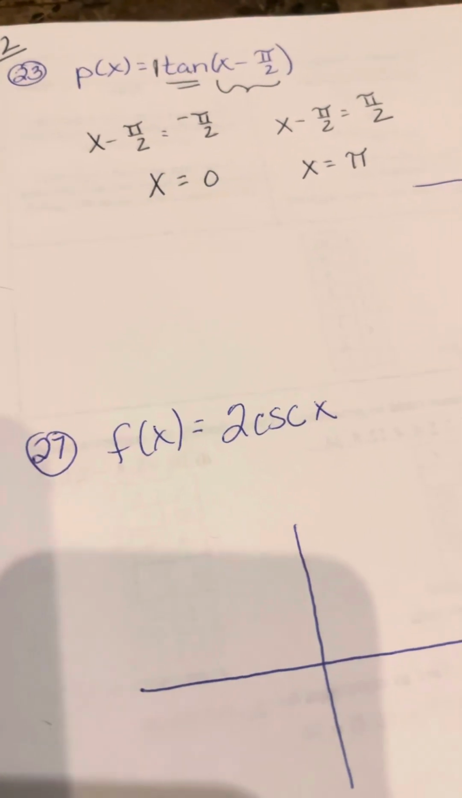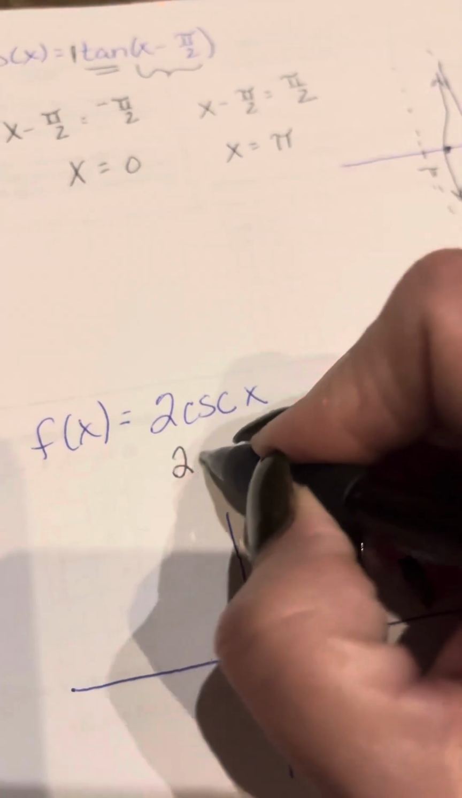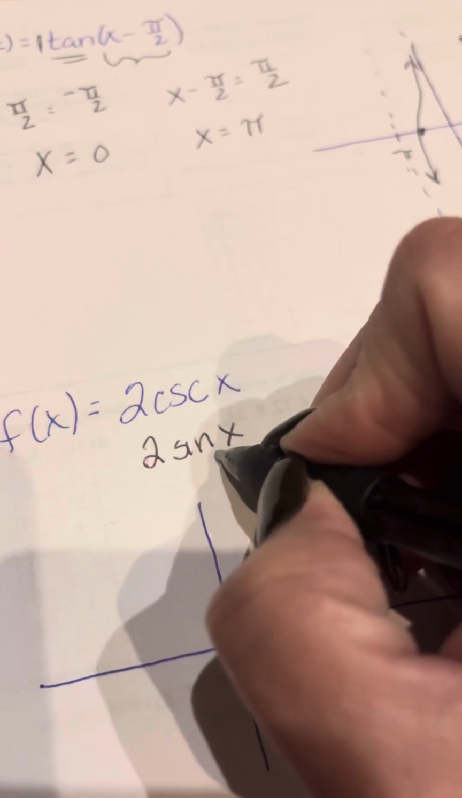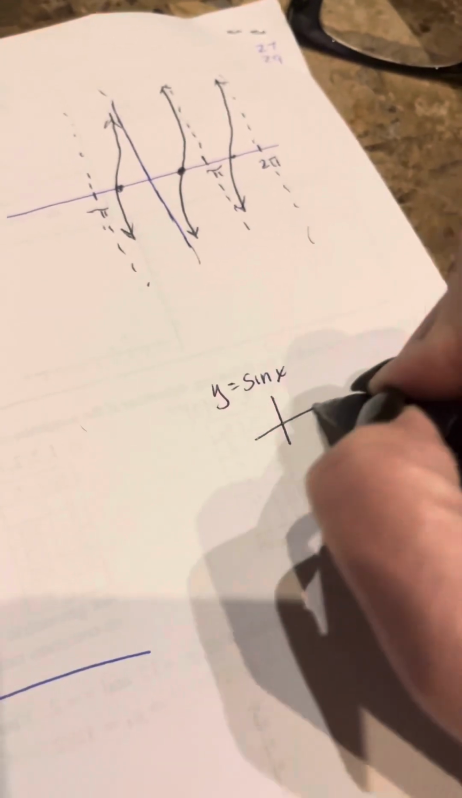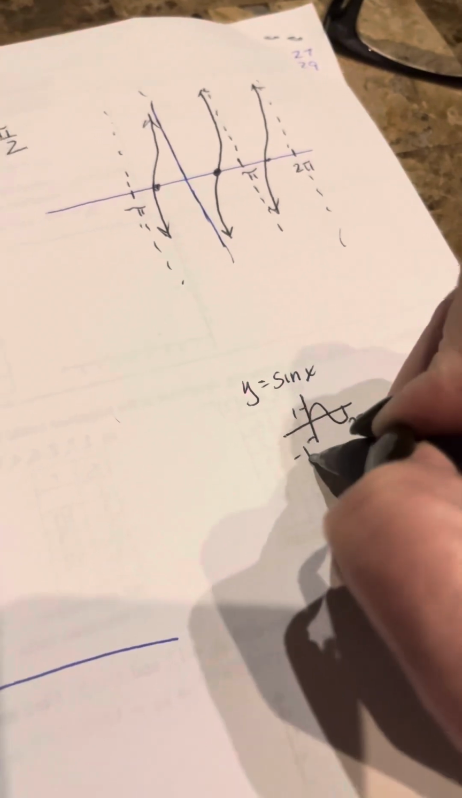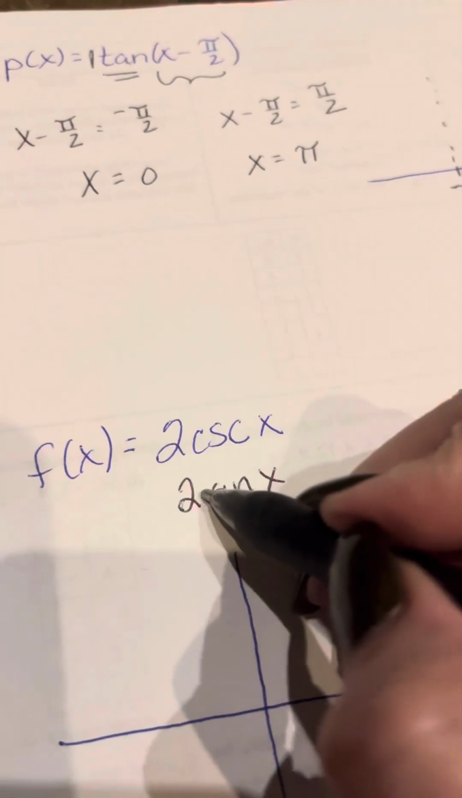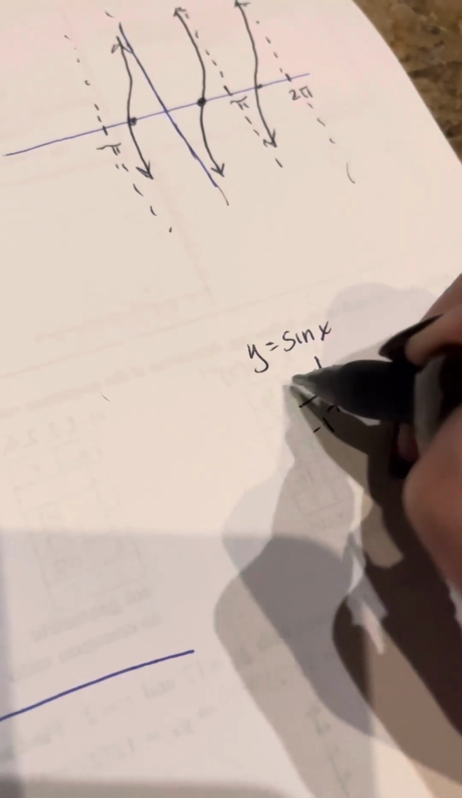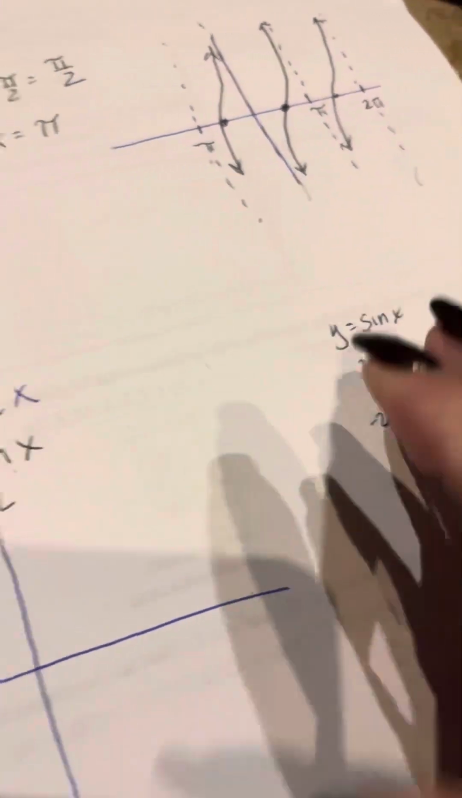For number 27, we're going to graph 2 sine x, because cosecant is the reciprocal of sine. So my parent function is y equals sine of x, which looks like this. The 2 in front of the word sine is what a is equal to. A is the amplitude, so that means instead of going up to 1 and down to negative 1, I'm going to go up to 2 and down to negative 2.